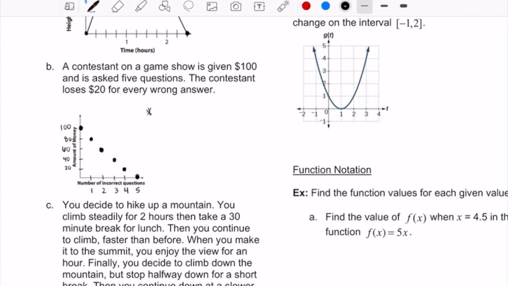Make a note here that this is a discrete function because you can't get 2.5 questions wrong. The in-between values don't make sense. So on this one, although the points follow a linear pattern, you would not connect the line.